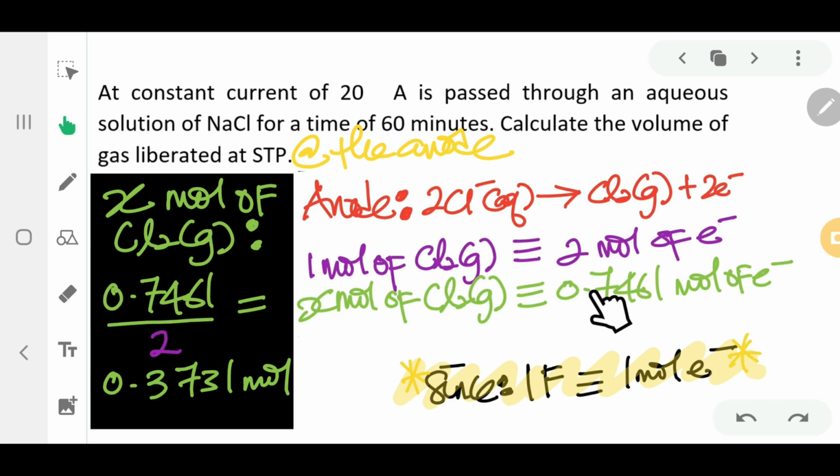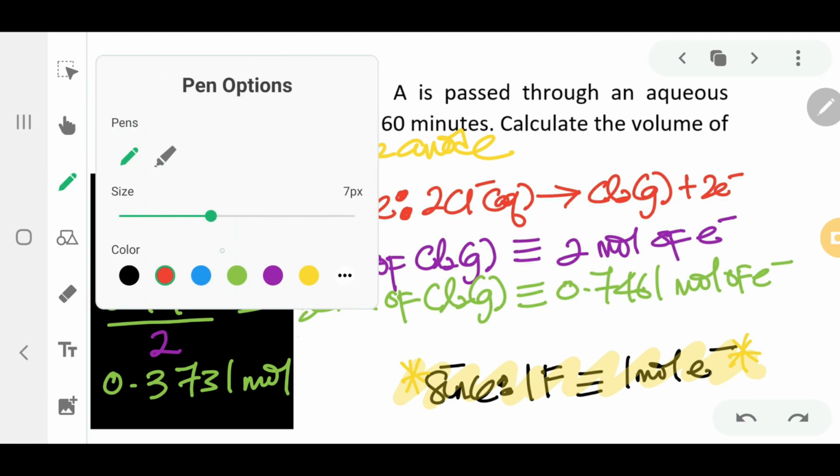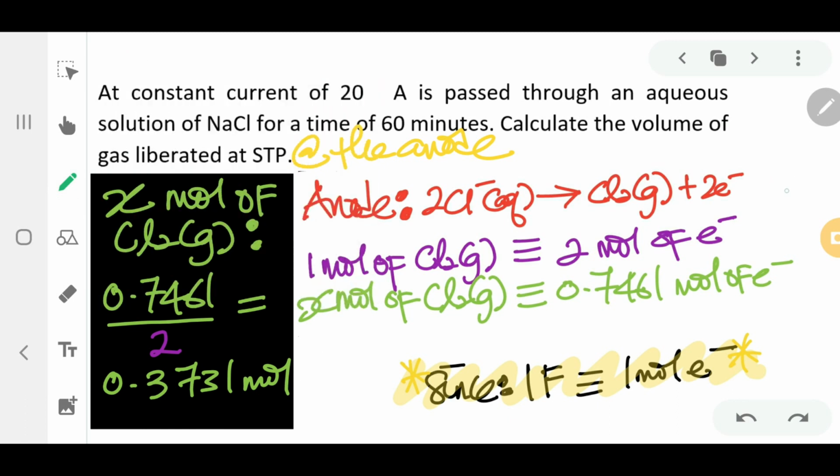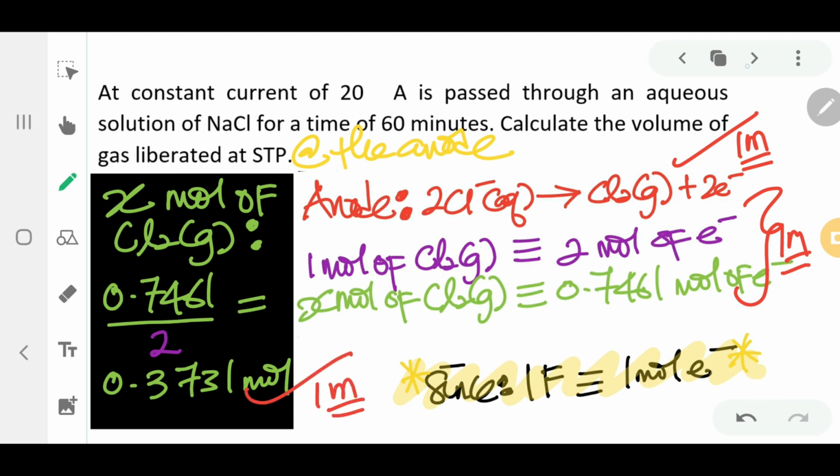So you get 0.7461 divided by 2, and you get 0.3731 mole. So you get 1 mark for this, 1 mark for this, and 1 mark for that.